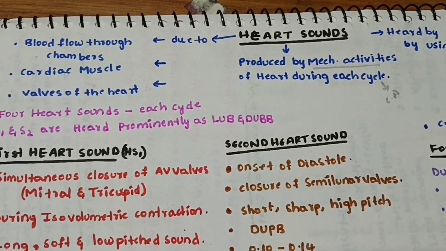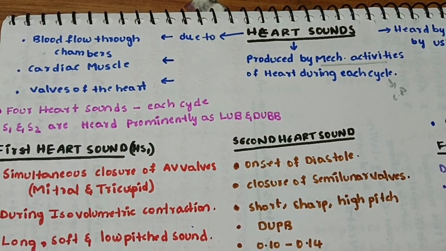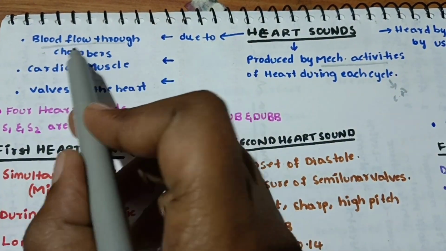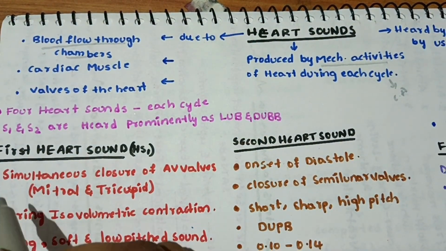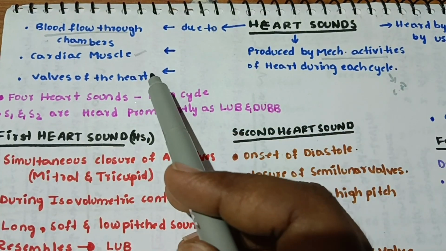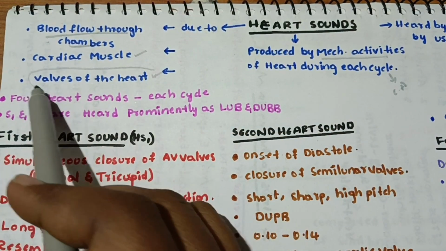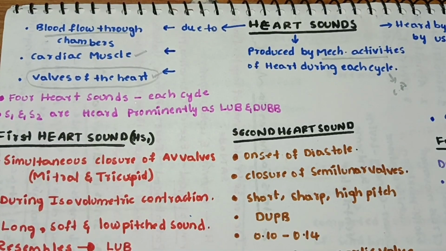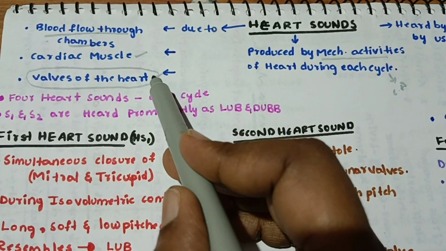Why are the heart sounds produced? Mainly they are due to blood flow through the chambers, the cardiac muscle and the valves of the heart. This is the main reason why we listen to heart sounds.